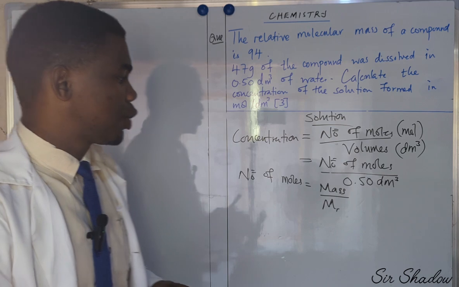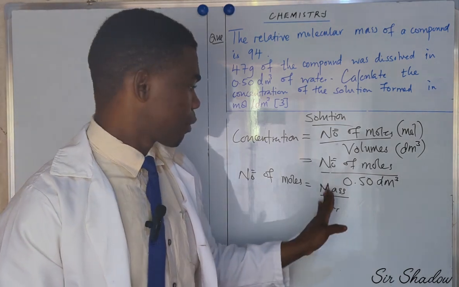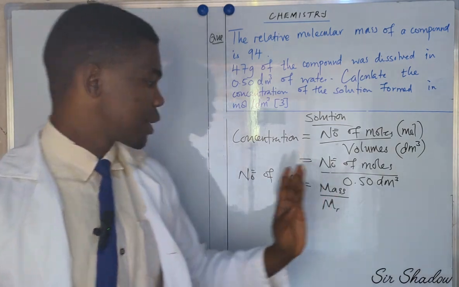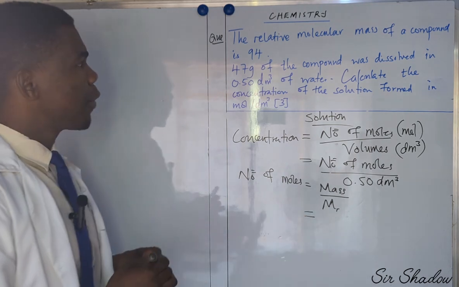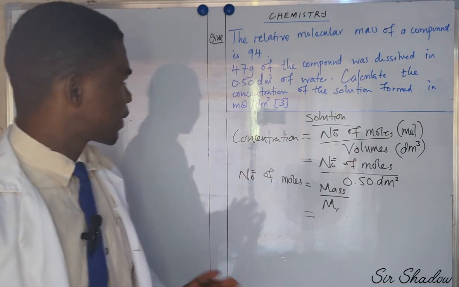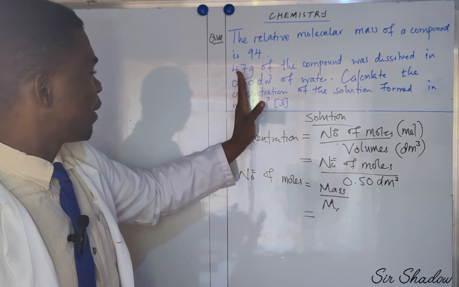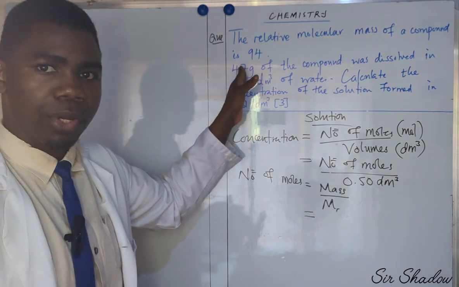Molecular mass we can write in short as Mr. Number of moles is mass over molecular mass, which is mass over Mr. So are we given the mass here? Yes, we are given the mass. The mass you are given here is 47 grams.